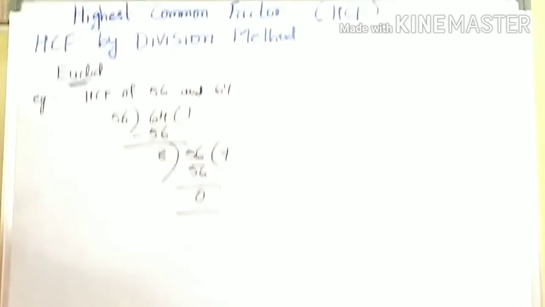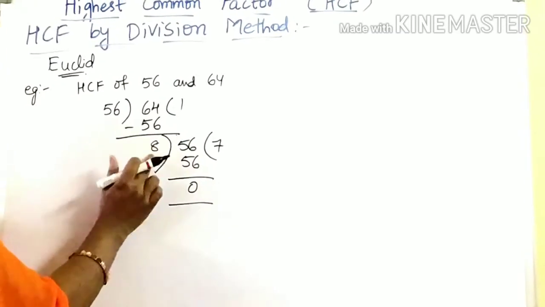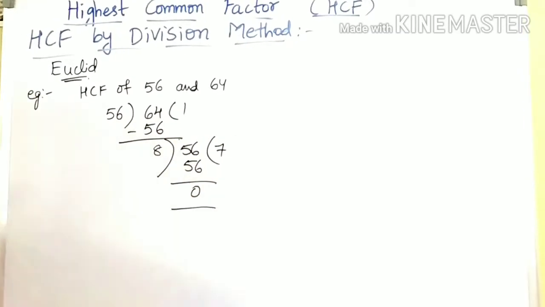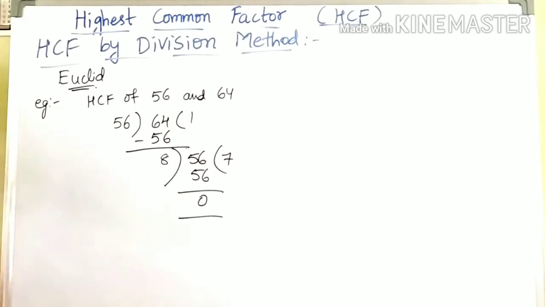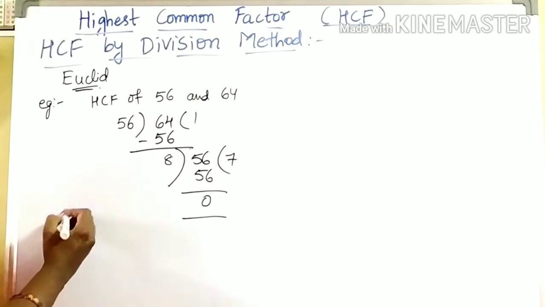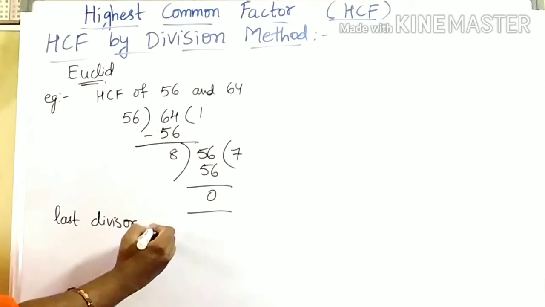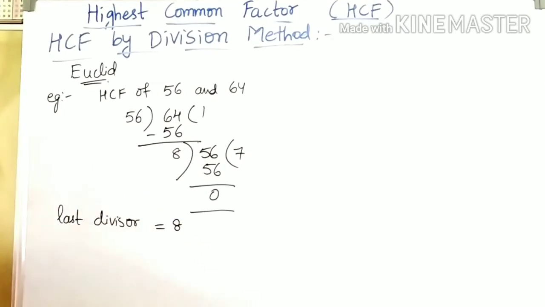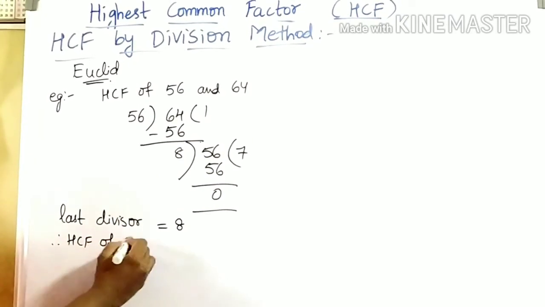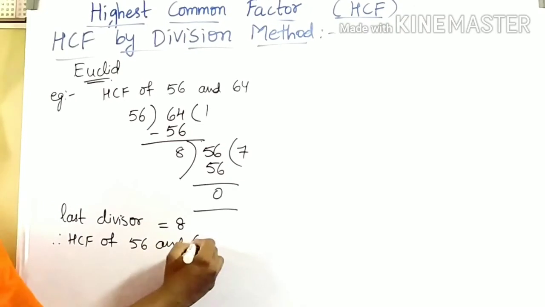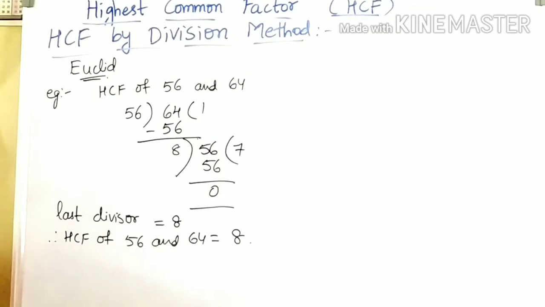We have to divide until the remainder is 0. Suppose if you got another remainder, then this will become the divisor and the previous divisor will become the dividend. So the last divisor is the HCF of the numbers. Here you got 8 sevens are 56. So what is the last divisor here? The last divisor is nothing but 8 and the remainder becomes 0. And therefore the HCF of 56 and 64 is nothing but 8. So this method is useful to find the HCF of large numbers.